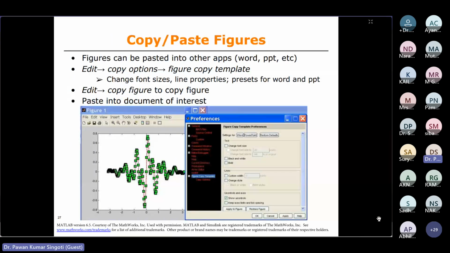Next, we are moving ahead. Copy and paste figure. I have shown it in the first figure. We can just copy the figure and paste it to Word and crop it according to our need. We can resize it also. We can also edit it.